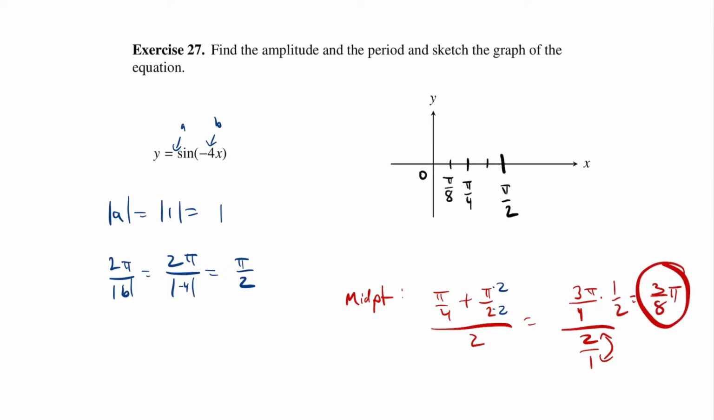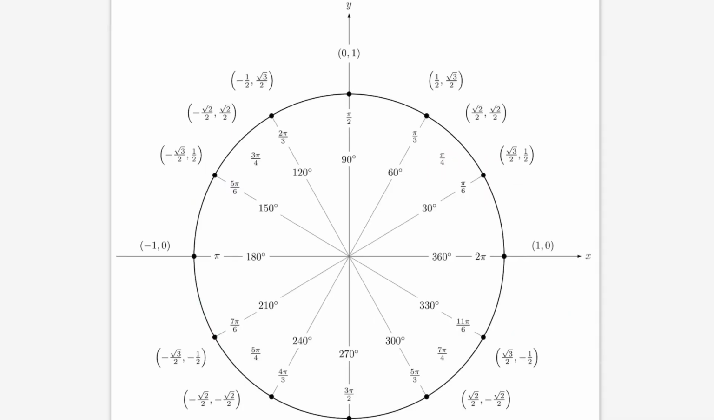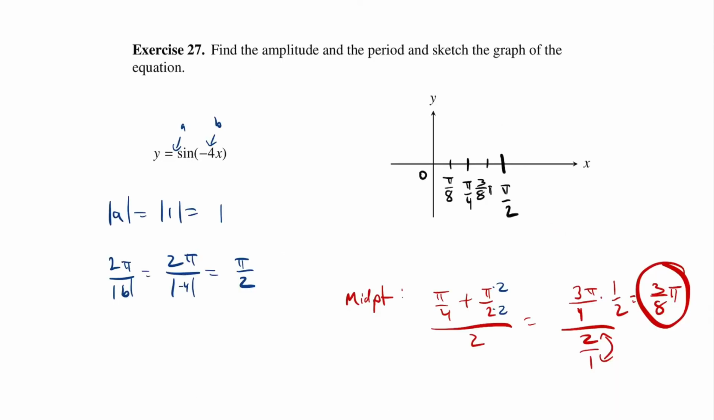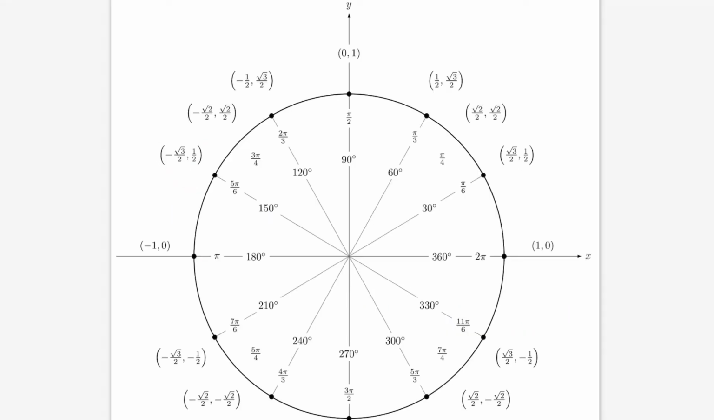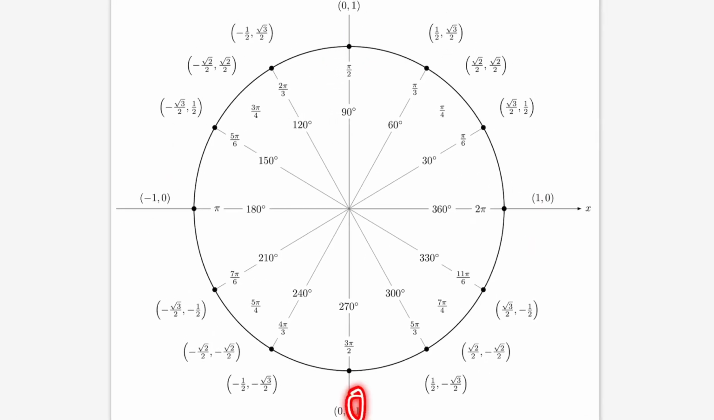So 3/8 pi. Once you've found your 5 points, 1, 2, 3, 4, 5, your 5 angles, you're just going around the unit circle. Are we doing sine or cosine? We're doing sine. So for sine, it's going to be 0, 1, 0, -1, and then back to 0.